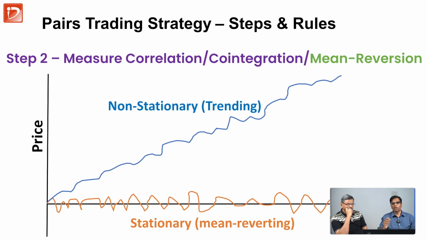Now coming to the mean reversion. Now if you look at a price and see what is non-stationary and what is stationary. Non-stationary means if a relationship between two stocks is trending, then that is non-stationary. Stationary means it is mean reverting. Whatever variable that we are looking at, let's say spread between two stocks, whether it is mean reverting or it is stationary, that is what we are looking at. So for pair trading, we are always looking for the relationship which is stationary and not trending.